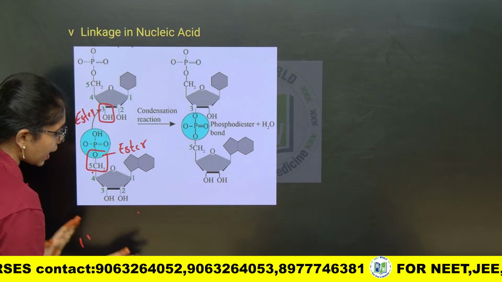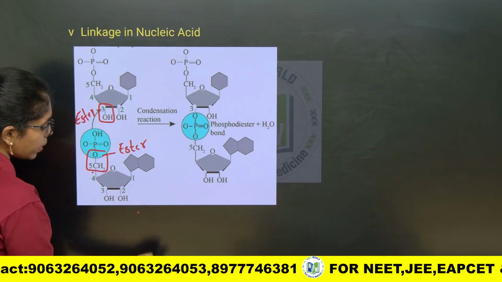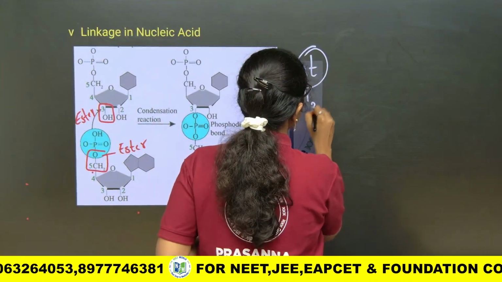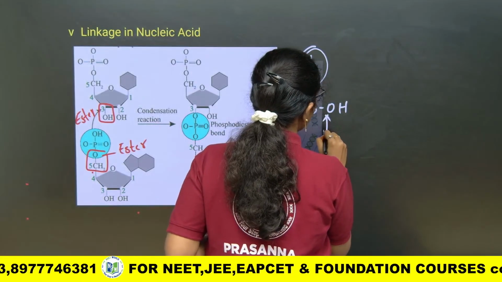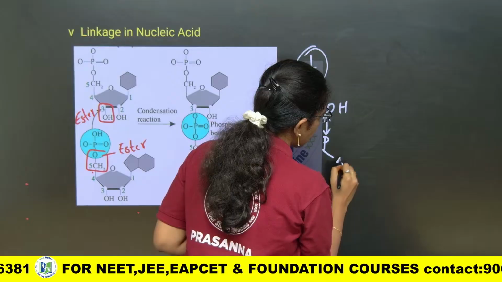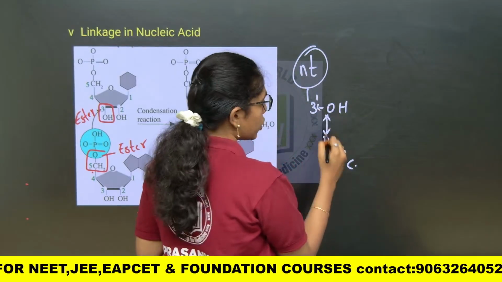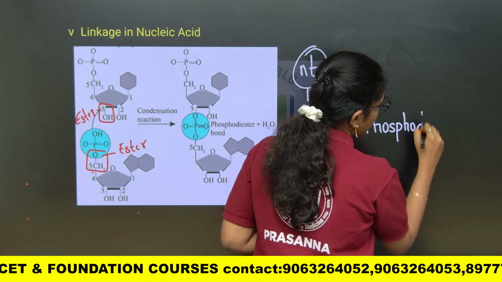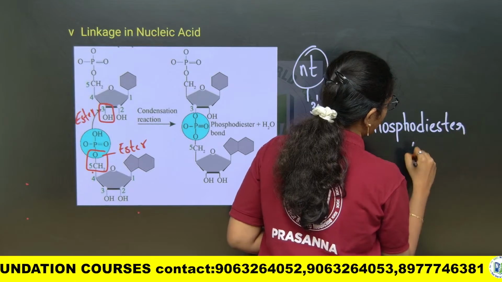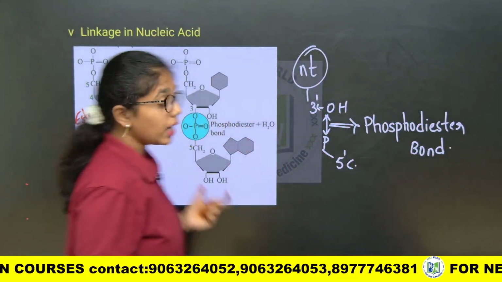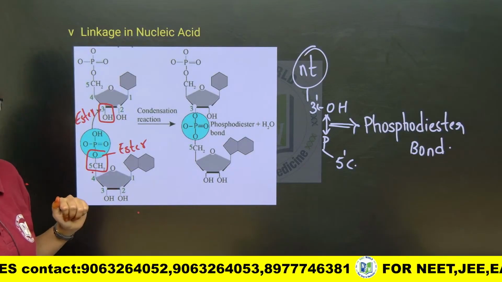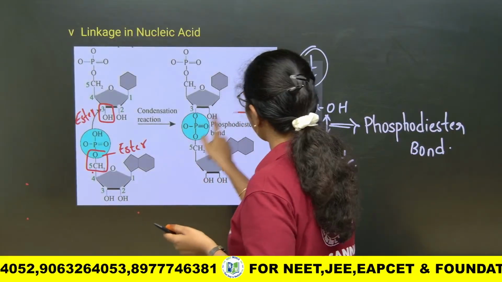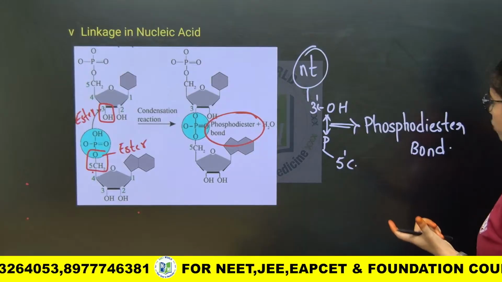So to form a nucleotide chain, in between two nucleotides, here third carbon OH group is linked with what? Phosphate group. This phosphate group is also already connected with fifth carbon. Okay, this linkage is what? Phosphodiester bond. Phosphodiester bond. Clear, right? This is how a nucleotide chain is formed. Clear, right? Because of what bond? Phosphodiester bond. Clear.